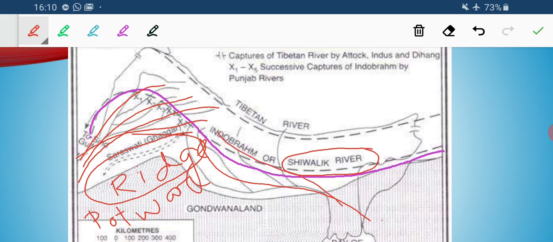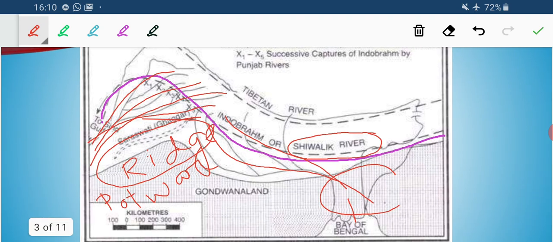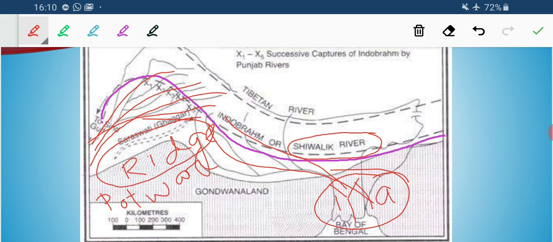Now why they moved towards down? Because here a gap has been developed. You can find out, it's written Bay of Bengal. Here a gap has been developed which was named as Malda Gap. So due to the slope of the gap towards this side, these rivers which were draining towards east moved to this Bay of Bengal part. So, in this way Shivalik was dismembered into two. One moved towards east and one moved towards west.